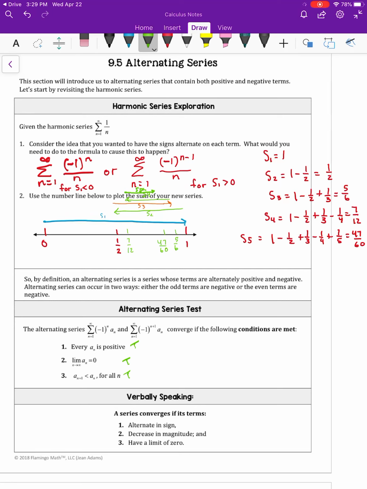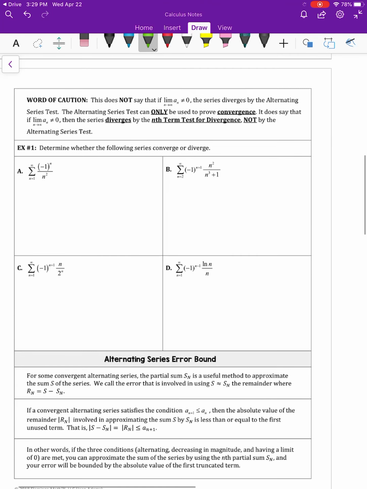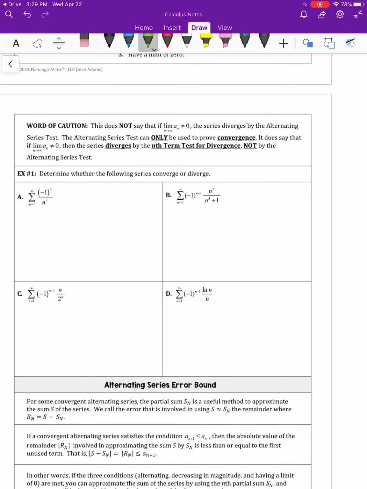So do you think that your alternating harmonic series converges? That's what you should be asking yourself. So a series converges if its terms alternate in sign, decrease in magnitude, and have a limit of 0. What do you think? We're going to look at it.